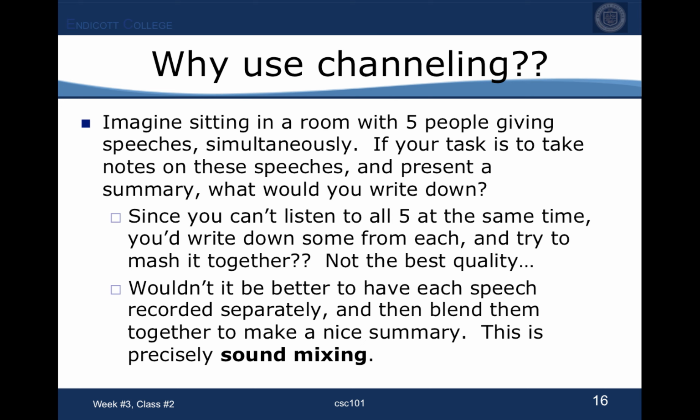Right. So of course, this is why we need to do channeling, which is also known as sound mixing, to be able to blend these things together to make a nice summary, right? So it'd be much better if you could say, okay, I'm going to record each of your 5 speeches separately. And then I might not play them back 100%, one right after another, but I could maybe blend them together and make a nice summary of what the five people said in general.